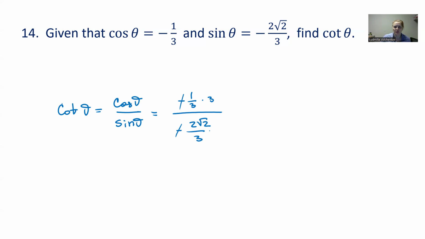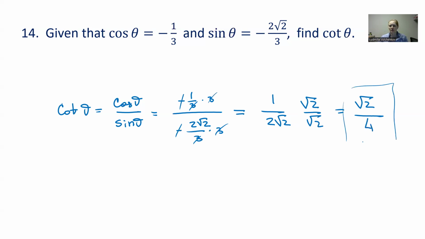Let us multiply by 3 numerator and denominator. And we have 1 divided by 2 square root of 2. So we want to remove the square root from the denominator to rationalize it. Let us multiply by square root of 2 over square root of 2. We have square root of 2 in the numerator and 2 times 2, 4, in the denominator. Okay. Thank you.